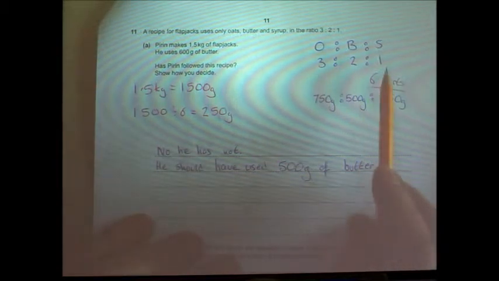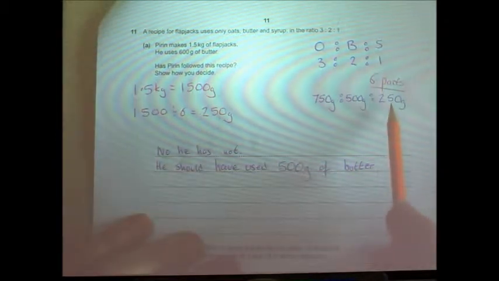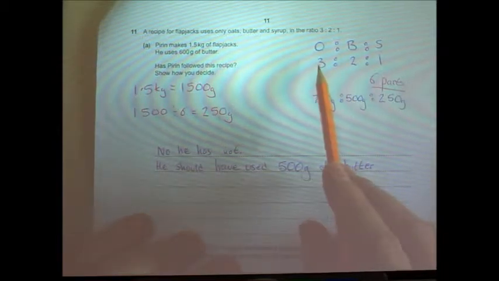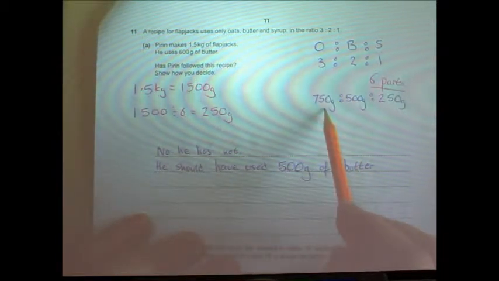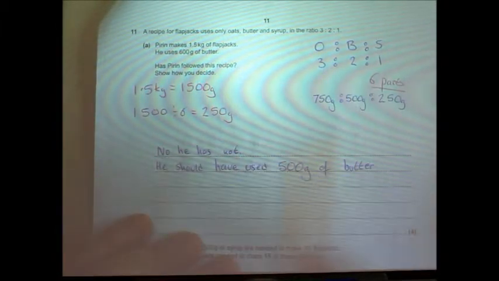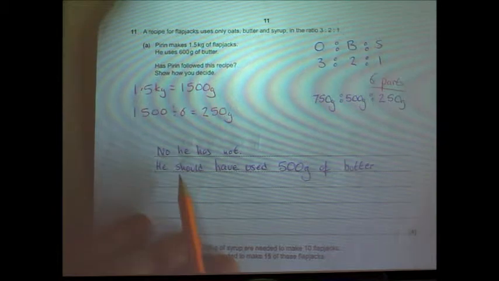So they'll take 1 part of syrup, which is 250 grams, 2 parts of butter, which is 500 grams, and 3 parts of oats, which will be 750 grams. And he's used 600 grams of butter. So no, he has not followed the recipe. He should have used 500 grams of butter.